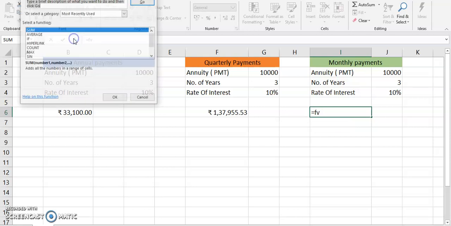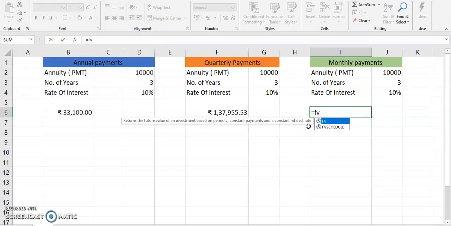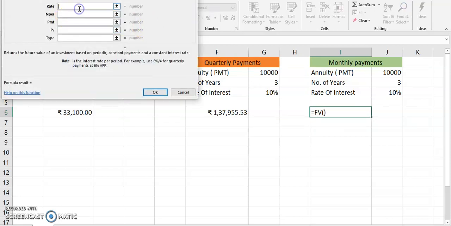Equals to FV, insert function, rate 10% divided by 12. NPER, as I said, in a single year you are making 12 payments, and for 3 years 36 payments. PMT is the annuity amount 10,000. PV 0. Type, payment is made at the end of the period, so 0.